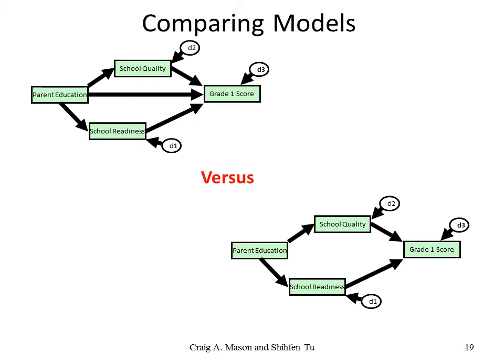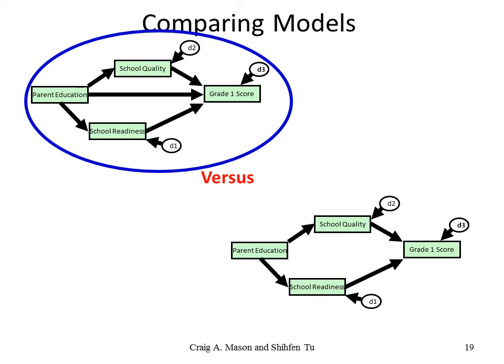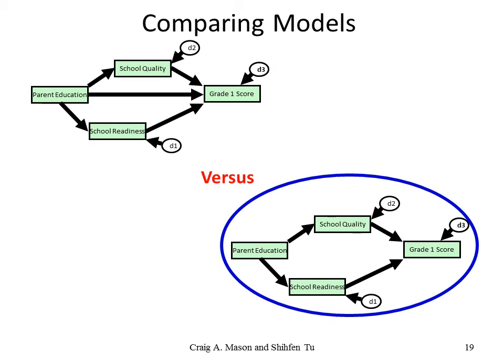So we have two models with two different fit indices. Both models say that there's no direct relationship between school readiness and school quality. One model allows for a direct effect between parent education and first grade reading scores. In essence, it allows for parent education to have some effect on first grade reading scores that's not related to school readiness or school quality. The second model is more constrained. It's more restricted and says that nope, parent education has no direct effect on first grade reading scores. It only has an indirect effect through school readiness or school quality.